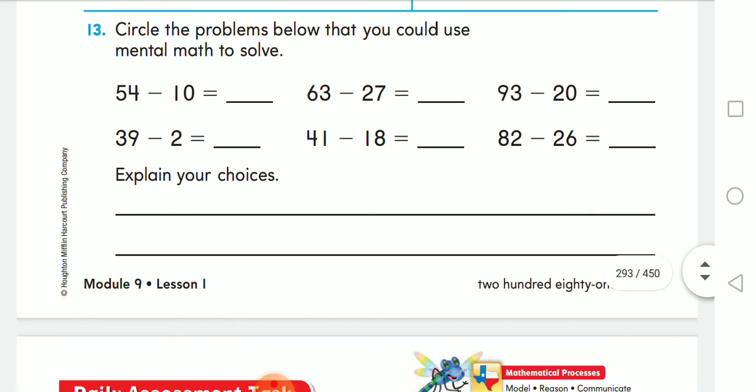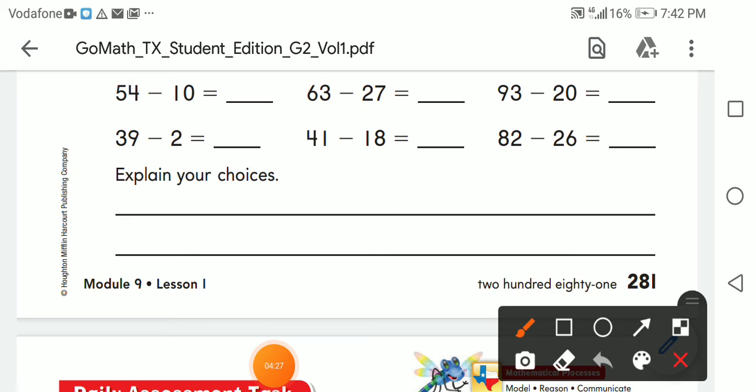Circle the problems below that you could use mental math to solve. Let's see what we are talking about. We have here 54 minus 10. So we can use our mental math in this one. We can say just take away 1 from 5. It will become 44, right? We can use mental math. We can use it in others. Yes, we can use it here, guys.